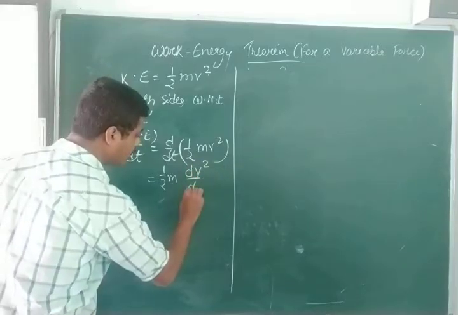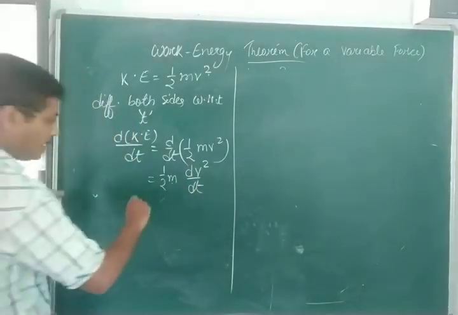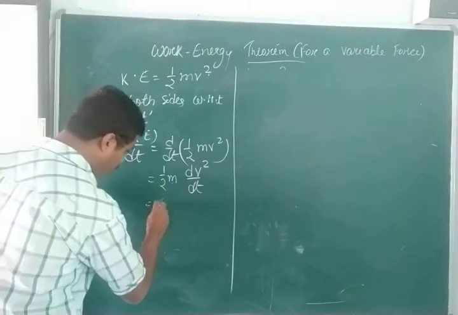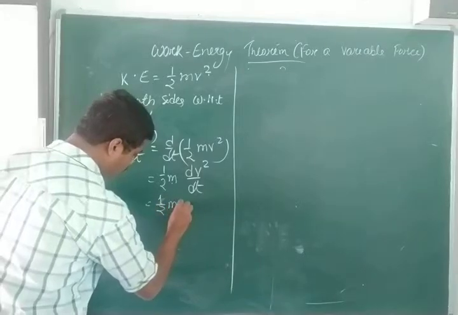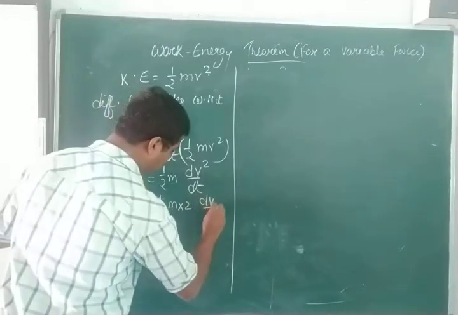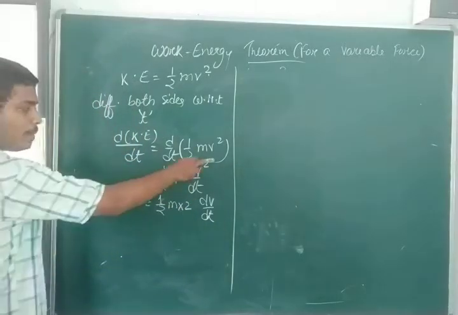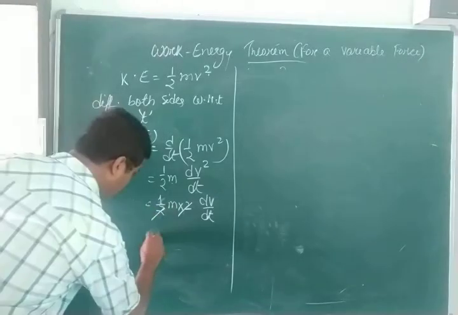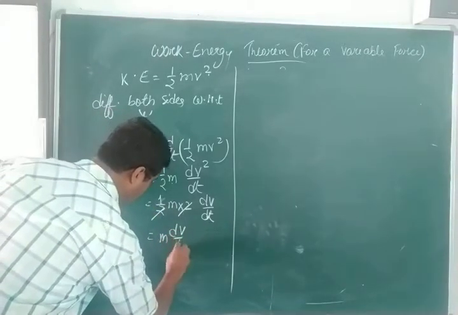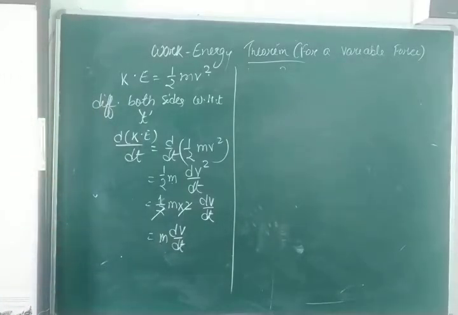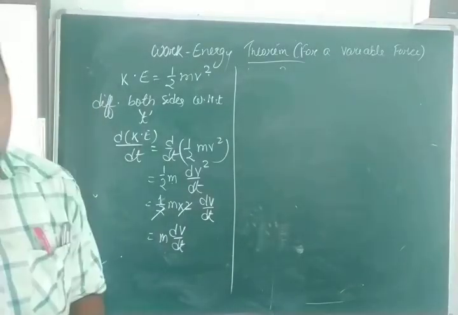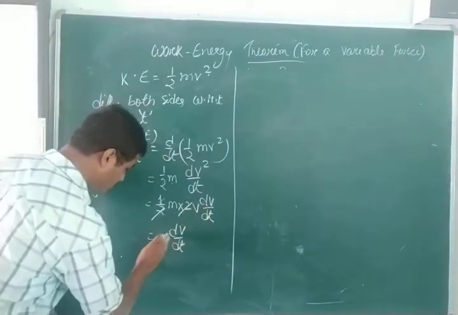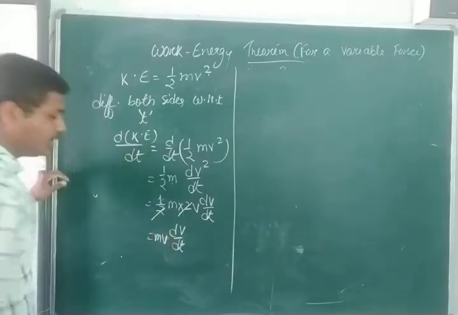Then dv square by dt. If I differentiate it, the 2 will come down, because one power will be reduced and 2 will be multiplied. So 2 and 2 will get cancelled. So this will be m dv by dt. Sorry, you will be getting a v here. This will be mv dv by dt.